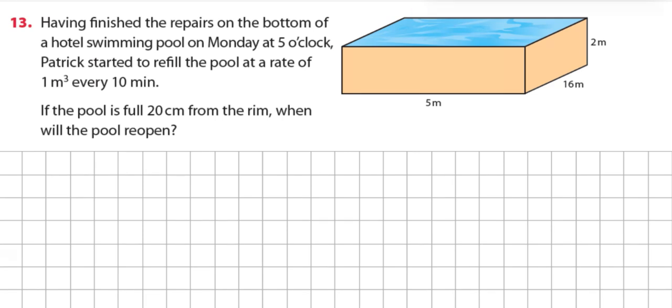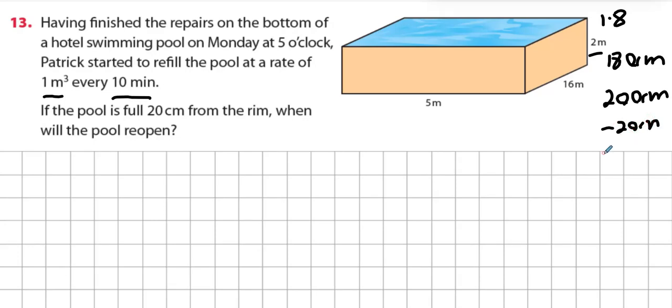Having finished the repairs of the hotel swimming pool on Monday at 5 o'clock, Patrick started to refill the pool at a rate of 1 meter cubed for every 10 minutes. If the pool is filled to 20 centimeters from the rim, when will the pool reopen? Would you all agree we're not filling that up to 2 meters? We're filling it up to 1.8, or 180 centimeters, because 2 meters is actually 200 centimeters. Take away 20 centimeters. Would you all agree?